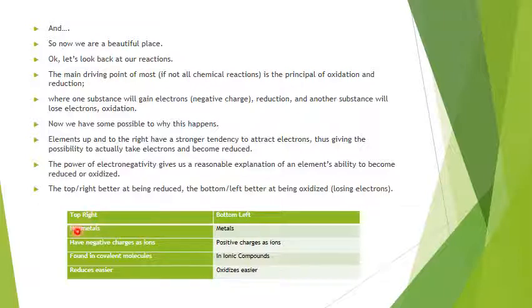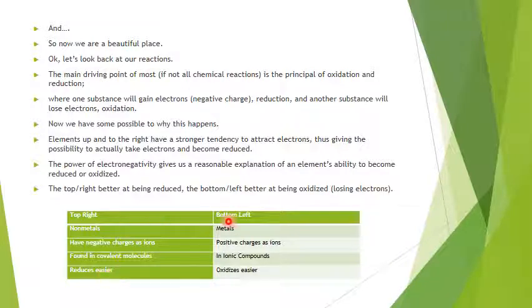The top right, we learned these are the highly electronegative atoms. They're nonmetals. When they're ions, they have negative charges, so that means they've gained electrons. Kind of makes sense, right? They have high electronegativities. They're found in covalent molecules, and covalent molecules don't lose or gain electrons.